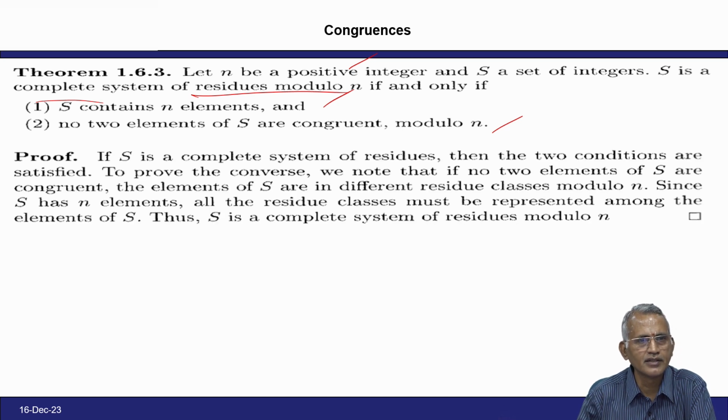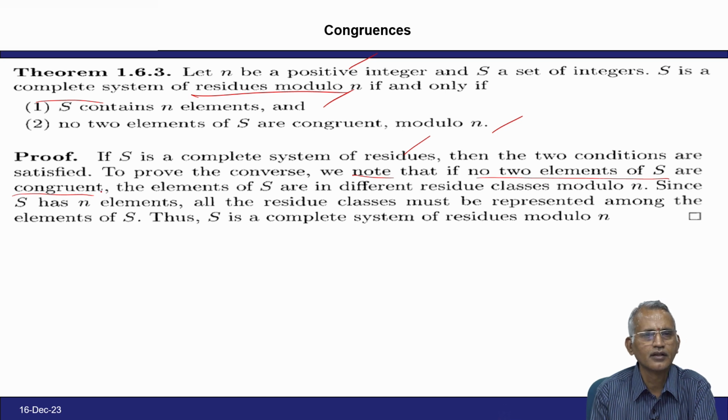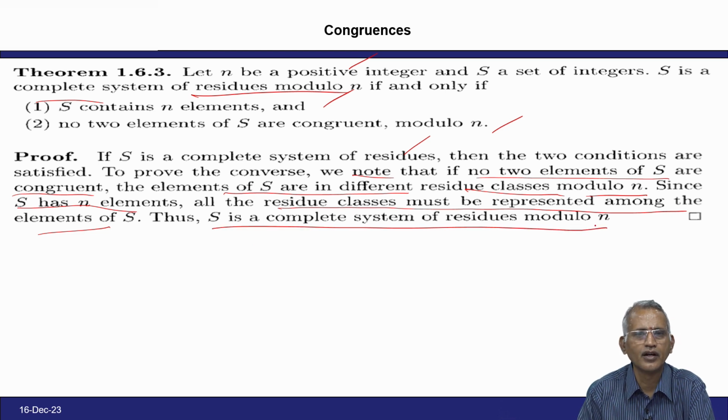The proof is: if S is a complete system of residue, then the two conditions are satisfied. To prove the converse, we note that if no two elements of S are congruent, the elements of S are in different residue classes under modulo n. Since S has n elements, all the residue classes must be represented among the elements of S. Thus, S is a complete system of residue under modulo n. This way we can prove the first statement of the theorem, followed by the other.